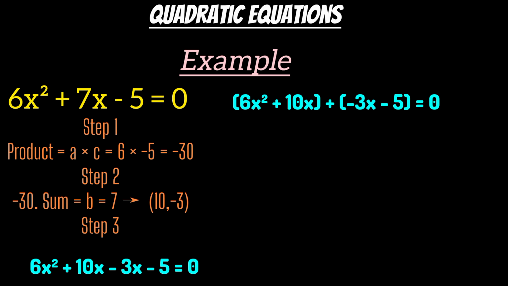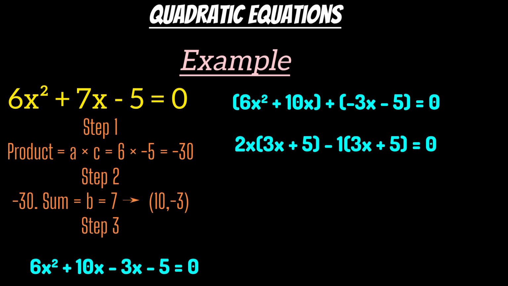We factor the common terms in each bracket. For the first bracket, notice that 2x is common, so we factor it out and we shall have 2x into (3x plus 5). Then for the second bracket, you notice that the only common term is the negative. So we can't just write negative, we shall write negative 1. Then in bracket we shall be left with 3x plus 5.